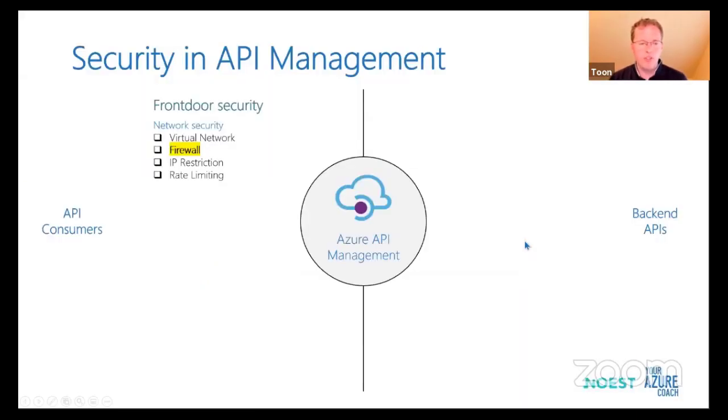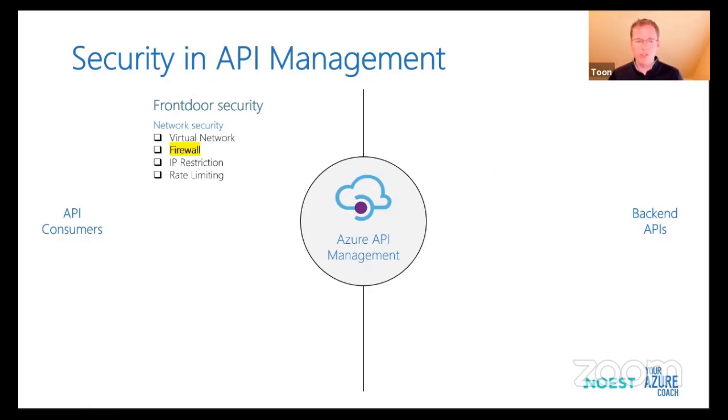Of course, we need to think about security. During this session, I will always come back to this overview. Because if you're using API Management to secure your API program, you need to always think about securing your front door security, so the communication between your API consumers and your API Management. But also don't forget to secure your back door, the connectivity between API Management and your backend APIs, because it's not the intention that API consumers bypass your API Management and go directly to the backend APIs.